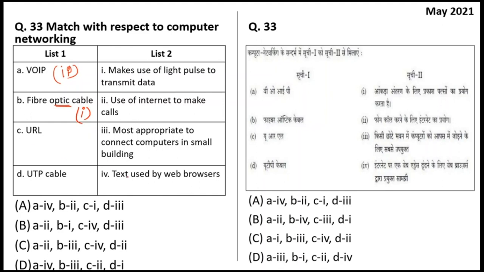URL. URL is text used by web browsers. Yes, you might have seen http://google.com, that is a URL. So that is text used by web browsers. And UTP cable. UTP stands for unshielded twisted pair cable. It is used extensively in the form of LAN, that is used for connecting small buildings. So here the answer should be 2143. Let's see, 2143. B is the right answer over here.